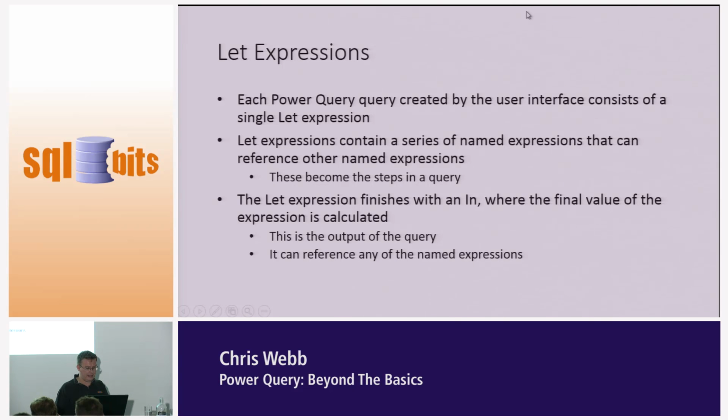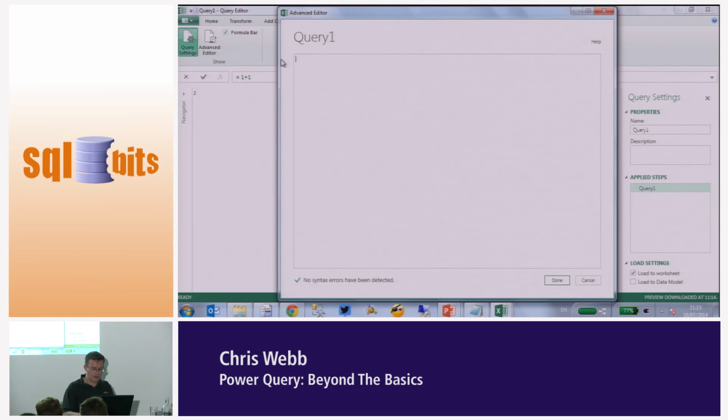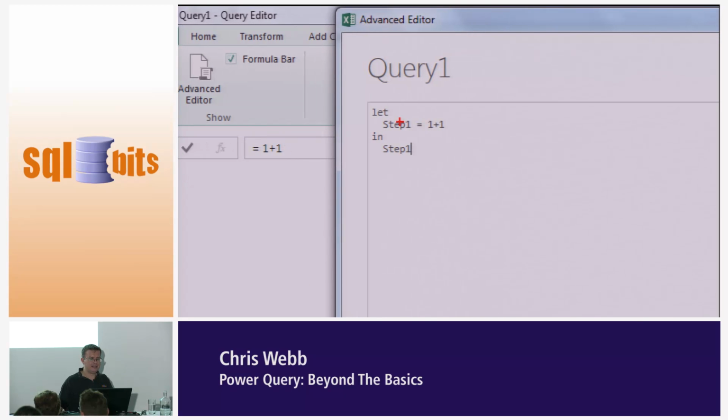So, how does a let expression work? Let's go back to the advanced editor. And I'm going to say let, in. So I'm going to create something called Step1 as 1 plus 1, in Step1. So in a let expression, I'm allowed to have a series of named expressions. They're kind of like variables. So here I've got something called Step1. It's going to give me the value of 1 plus 1. And then in my in clause, I have an expression that will be evaluated.